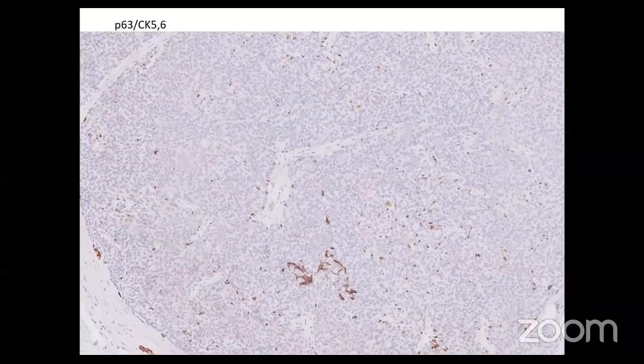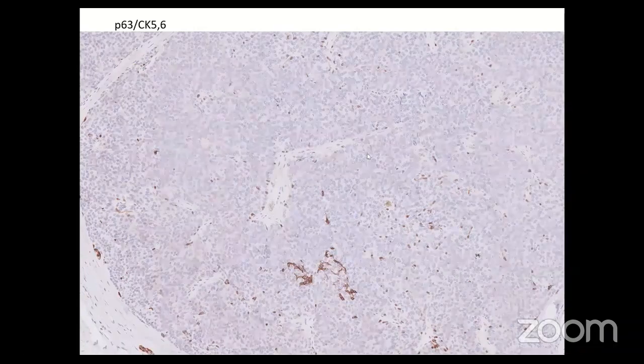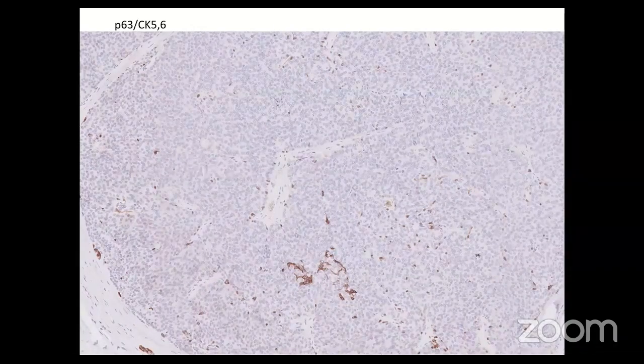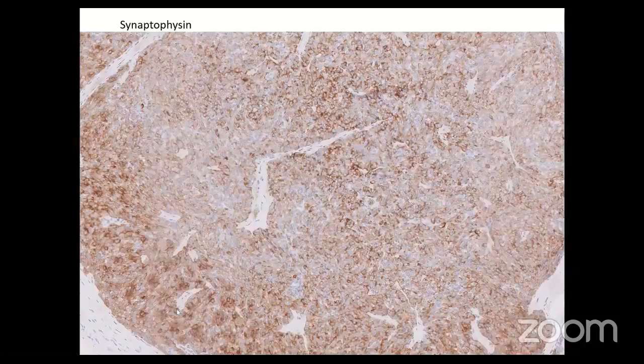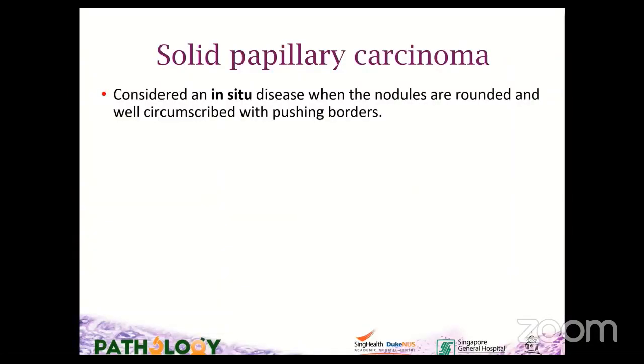On immunohistochemistry, there is a diminished staining pattern for cytokeratin 5/6, with p63 highlighting some residual attenuated myoepithelial cells at the periphery of the solidified nodules. These tumors express neuroendocrine differentiation, and here is synaptophysin being expressed in the epithelial cells.